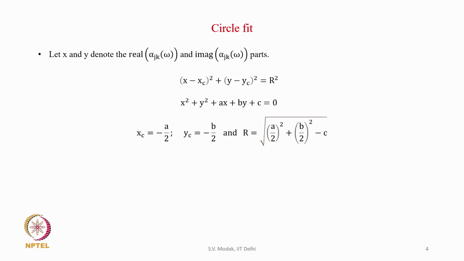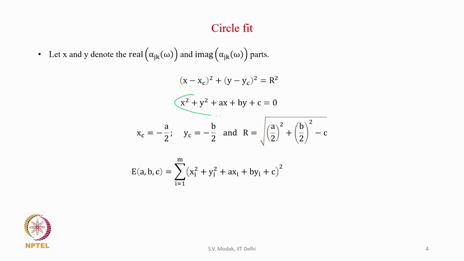Now, to fit the circle to the FRF in the narrow frequency band around the rth peak, we will have some discrete frequency points in that band, and the FRF would be known at all those points. Therefore, we define an error function, which defines the error in the fit. Here a, b and c are unknown, and if we substitute for a particular frequency point, say the ith frequency point, the FRF value x and y in the equation of the circle, then the left hand side of the equation represents the error.